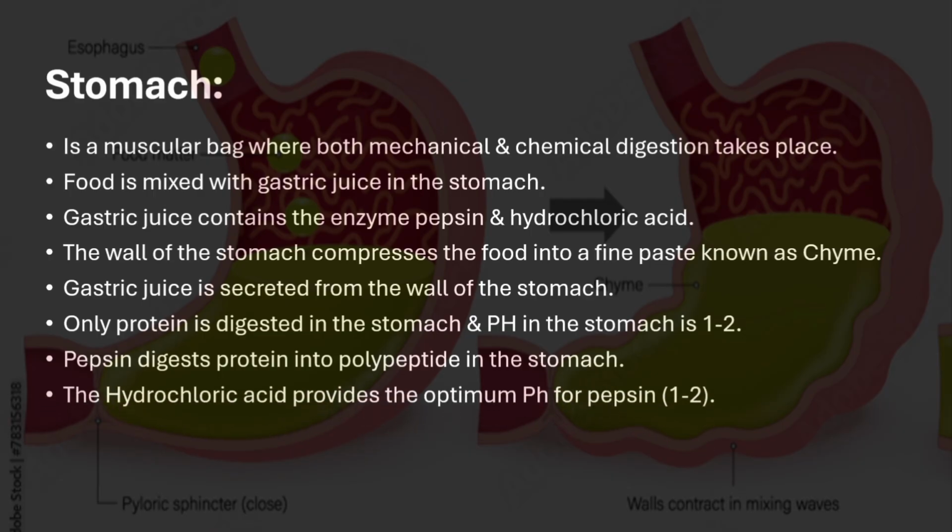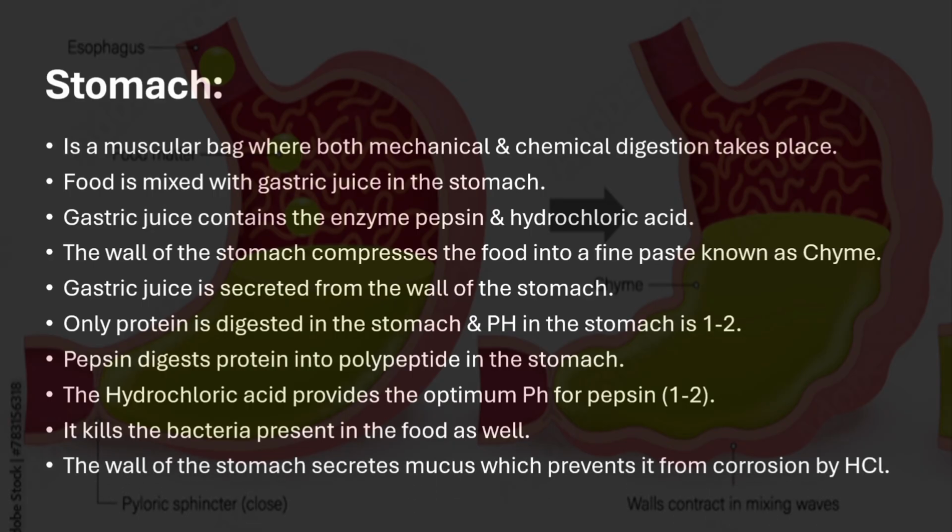The hydrochloric acid provides the optimum pH for pepsin to work, as enzymes need an optimum pH to work at their best. So hydrochloric acid provides that optimum pH, which is 1 to 2 for pepsin. Hydrochloric acid also kills all the bacteria present in the food in the stomach, and the wall of the stomach secretes mucus, which prevents it from corrosion by HCl.